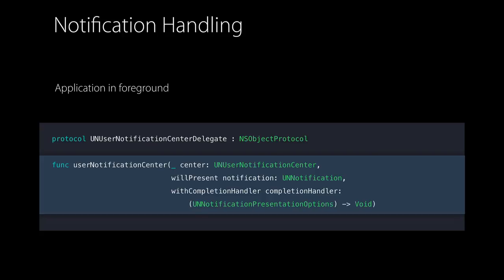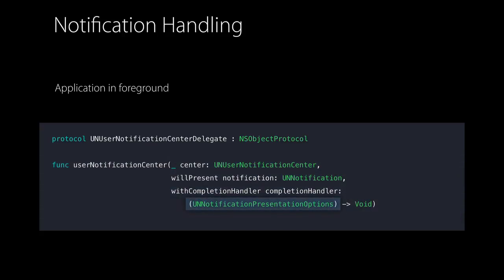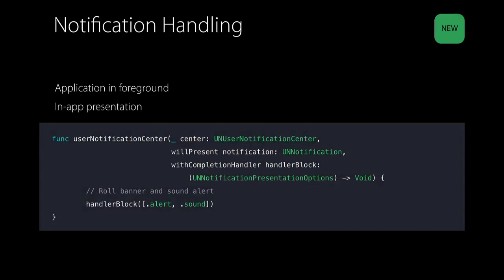Now, this method also has a completion handler, which must be called at the end of this function. One thing to note is that the completion handler takes presentation options parameters. What this enables you to do is the in-app presentation that we talked about earlier. Let's see an example of how you can configure it. Say your application still wants to show the user the view as well as do a sound alert while your application is in foreground. This is as simple as calling the handler block with these different parameters. And if you don't want in-app presentation, you just don't pass any parameters. So that was notification handling while your application is in foreground.